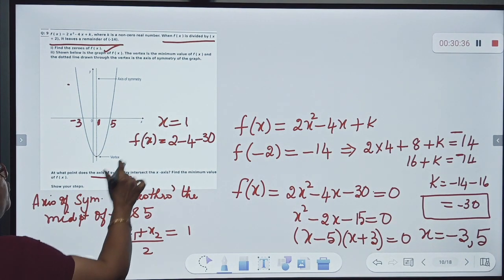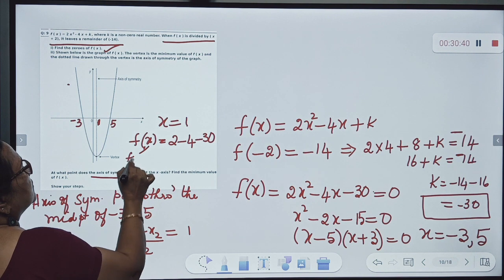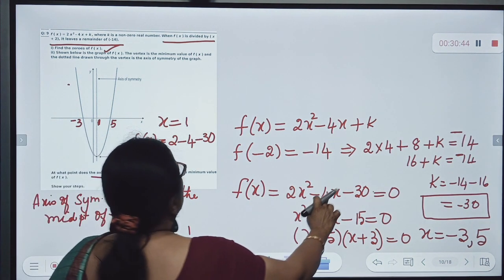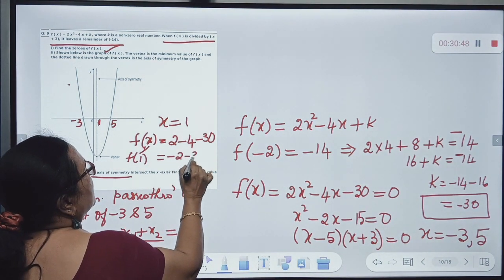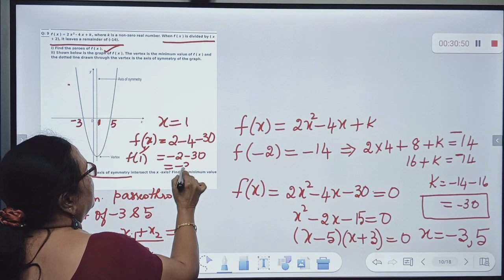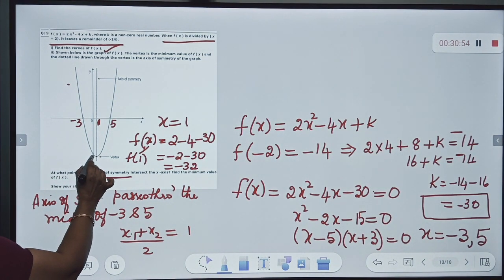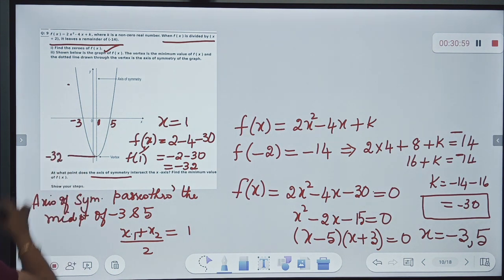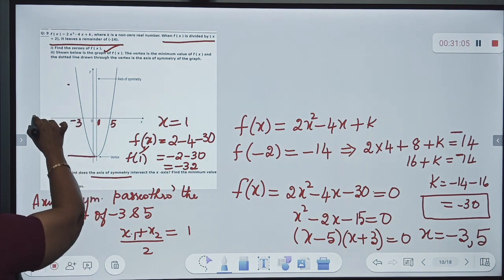We are finding f of 1. F of 1, put x equal to 1. 2 minus 4 minus 30. So this is minus 2 minus 30, minus 32. So when x is 1, y is minus 32. So this value is minus 32. Okay. So the vertex is the minimum value of f of x. So this is the minimum value.